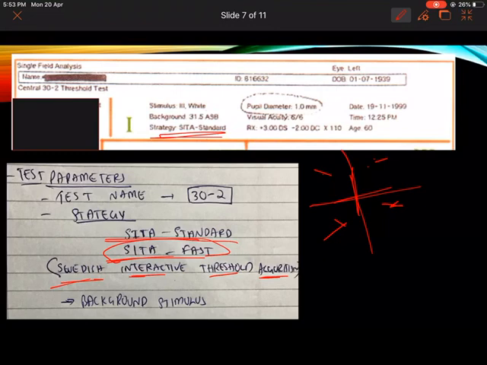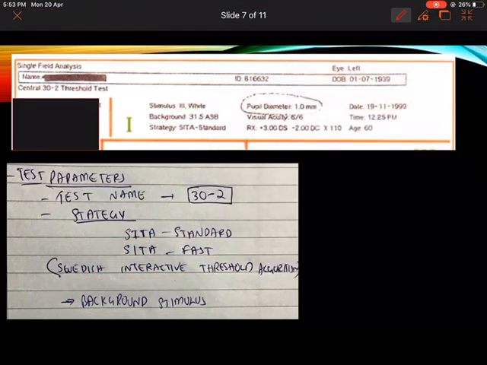Now, one more parameter is the background stimulus. What is the background stimulus? Here it is given. It is around 31.5 apostilb. In the background of the cupula, the intensity of the background stimulus will be around 31.5 apostilb. Then what is the size of the stimulus?